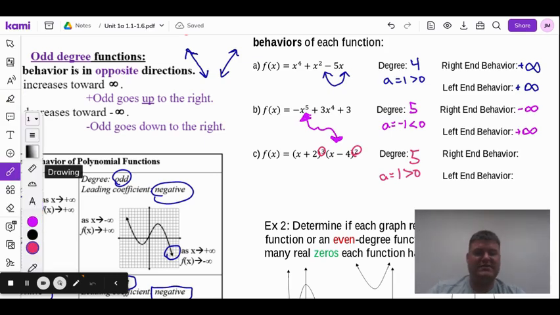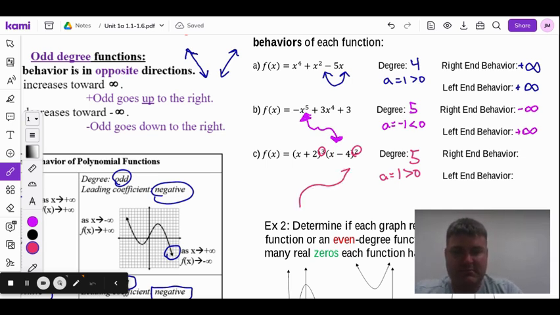Okay. So with this information here, we are odd positive. So right end behavior is going up. Oh, me and drawing. Okay, so right end behavior is going to be positive infinity. Left end behavior is going to be negative infinity. Got it? Questions?